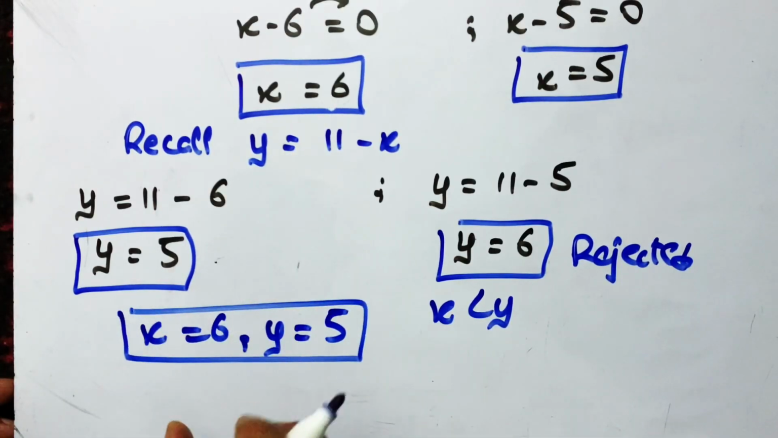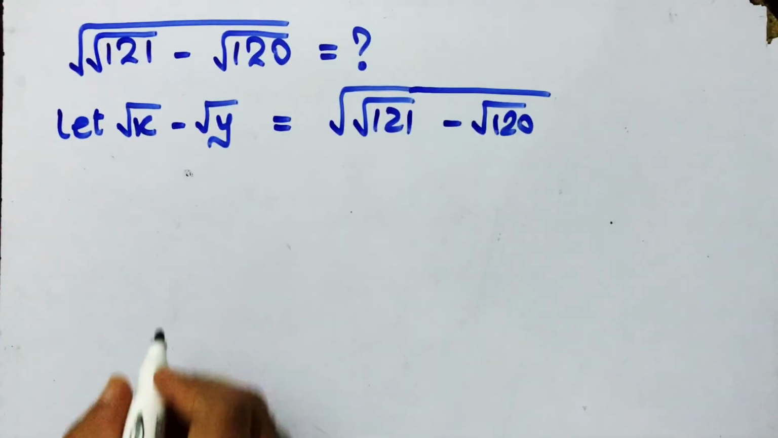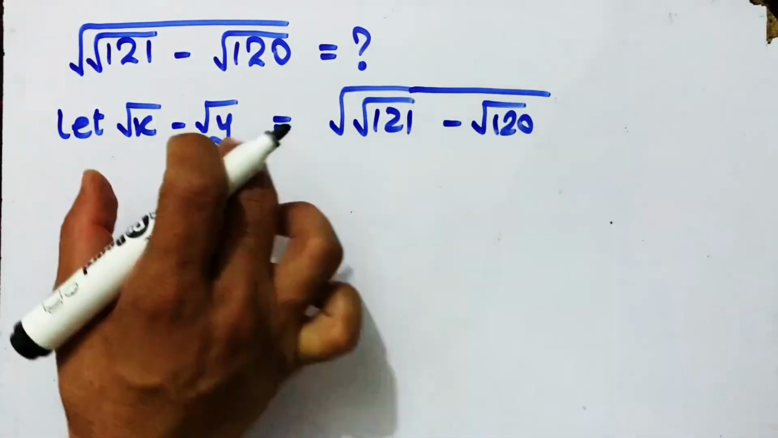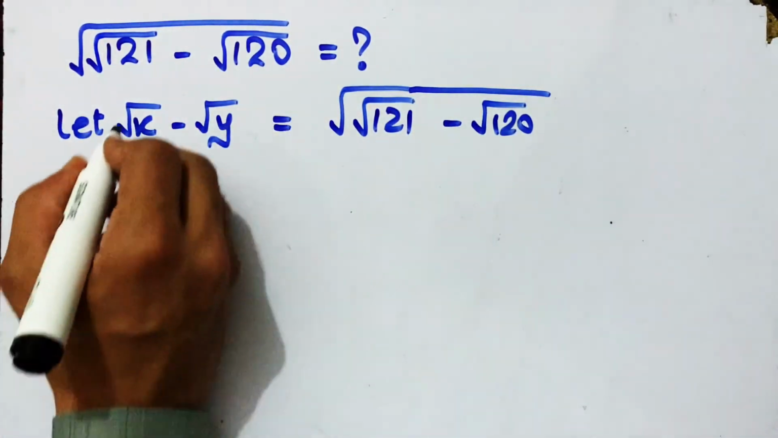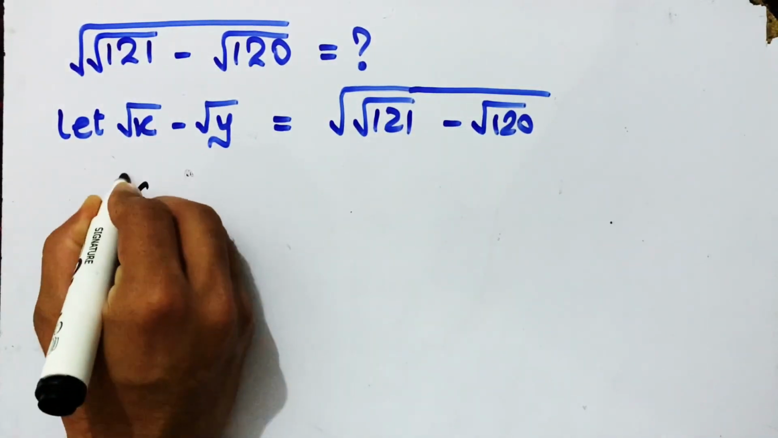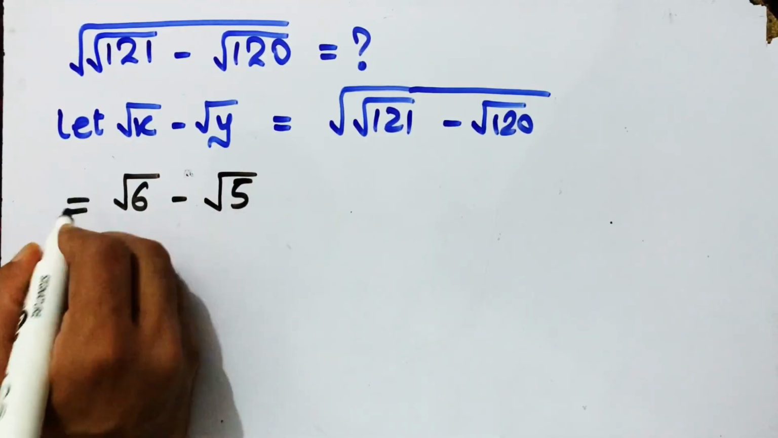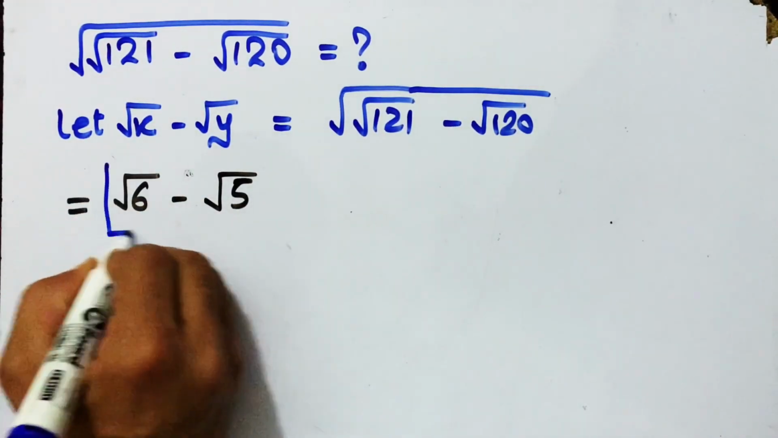Now put the values of x and y into the main equation. So our answer is the square root of x minus the square root of y, that is, the square root of 6 minus the square root of 5. That is our final answer.